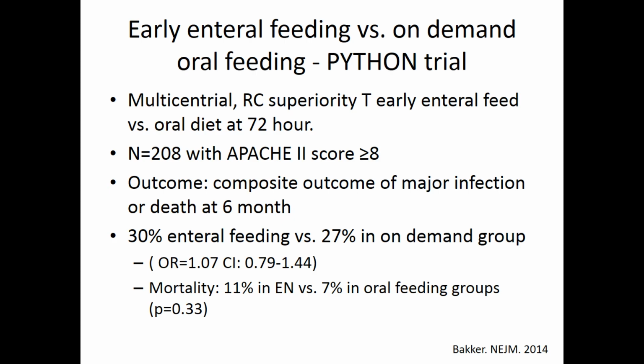So they included 208 patients, and we see that 30% of patients with enteral feeding versus 27% of patients with on-demand feeding had the composite outcome. So based on this, early enteral feeding is not recommended compared to oral diet at 72 hours. So this is something that's been very interesting and changing a bit the field. And you can see that the mortality was not significantly different also in the enteral nutrition versus oral feeding group.